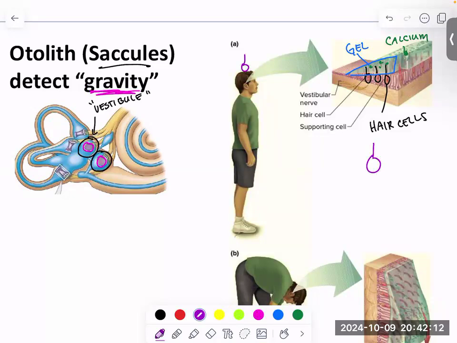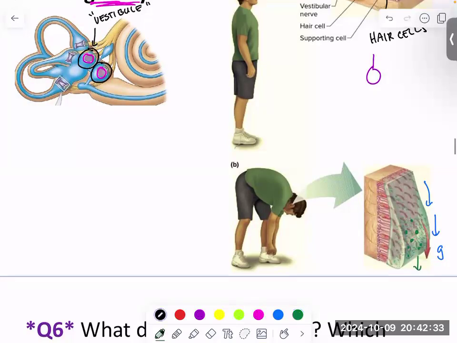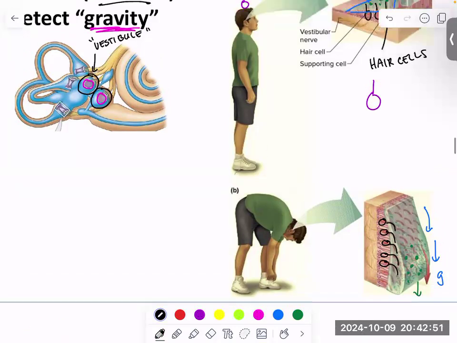When you bend over to tie your shoes, what happens? That gel kind of bends down in the direction of gravity. Why? Those calcium crystals have a weight to them, so they drag the gel down. What happens to your hair cells? They get bent. They bend in the direction of gravity. So even your otoliths have hair cells. They detect gravity. Are you laying down face forward?